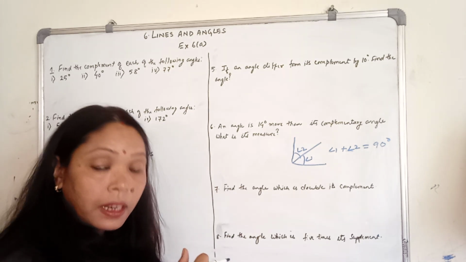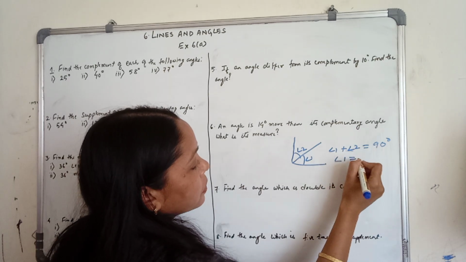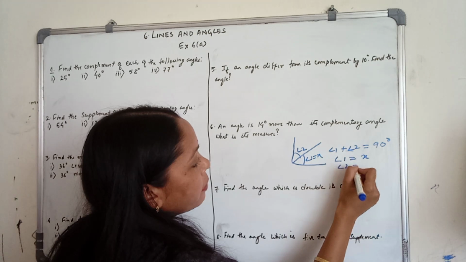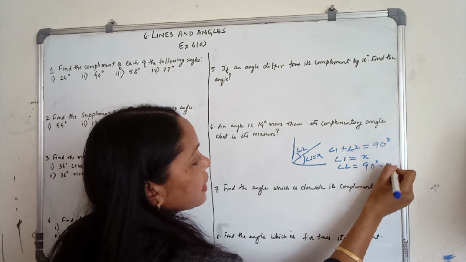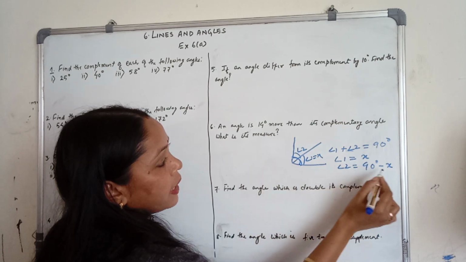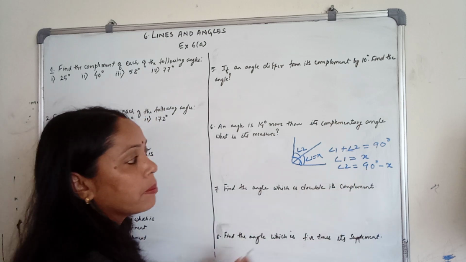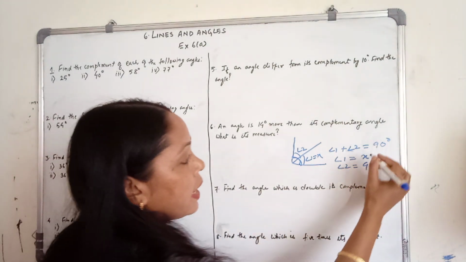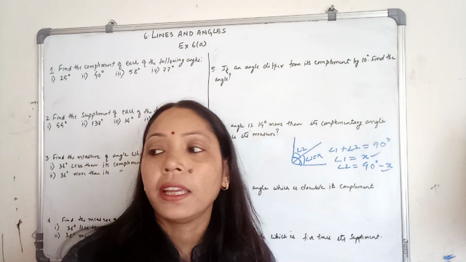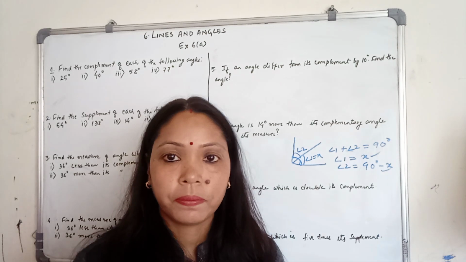Now in another way we can say angle 1 is equal to, suppose, x. So angle 2 will be what? 90 degree minus x. See, the complete will be 90 degree. So if you subtract x from 90 degree, then it comes as 90 degree minus x. So we can say x and 90 degree minus x are complementary angles.